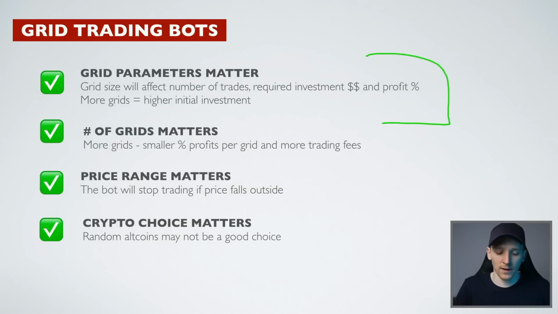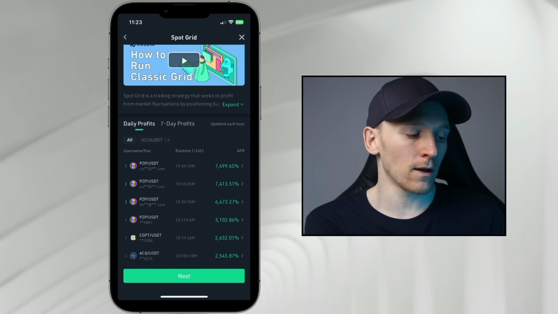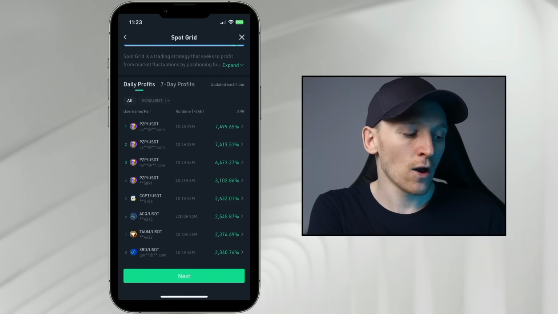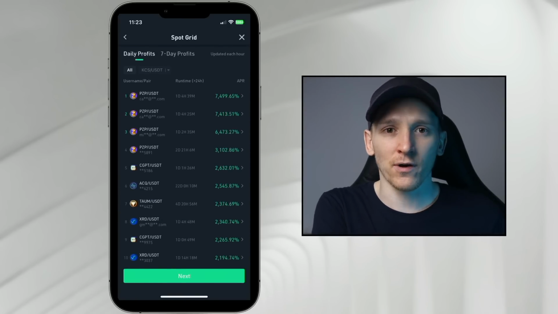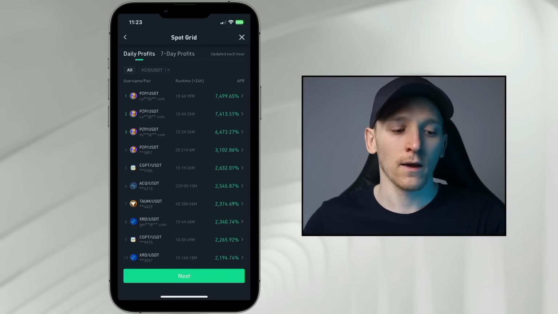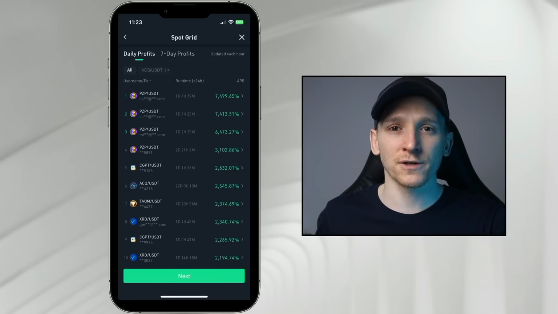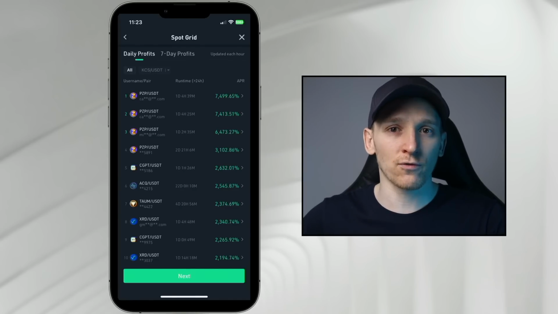Also, what we can see is that the crypto choice matters. So again, if you're playing a shorter term trade and you think it's going to be volatile, that may be very good. However, if we look at some of the top performing grid bots, you'll see that these are just random coins that have become very volatile, very short term, and may not be good to get into for the future. So you have to really think about what you're doing and what you think is going to happen in the future, and then use the grid bot as a tool rather than just something that you hope will make money over time, because it really won't if you've set the grid up wrong or if you're just in the wrong asset.